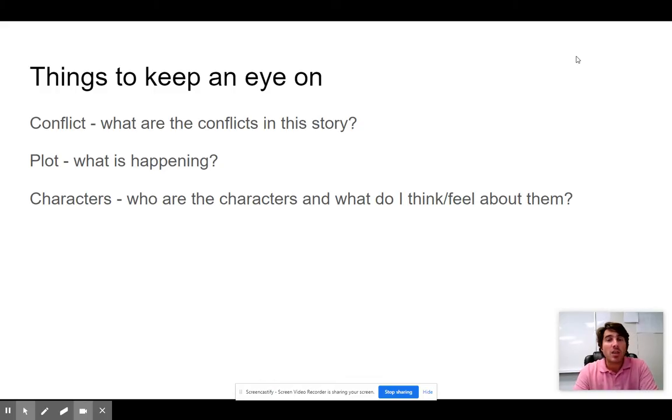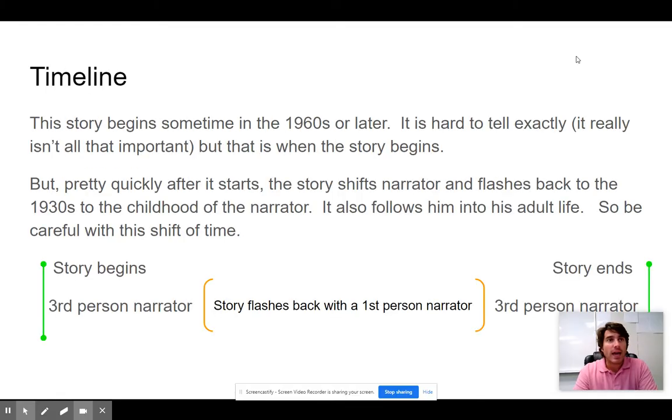Okay, the basic plot. What is happening? Lots of things are going on in this story. Try and make sure you are following the basic plot. And the characters. Who are the characters? And what do you think about them? How do you feel about them? Those are just ways that we read stories. Try and reflect on them. Think about all the other stories we've read so far this school year. Reflect on how we've talked about the characters and what it means. So, all right, let's go ahead and dive in.